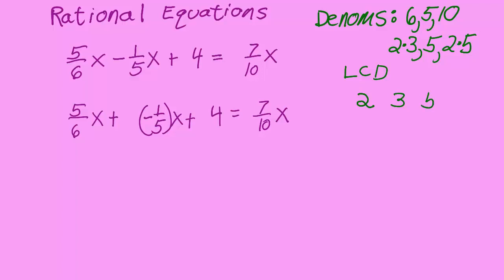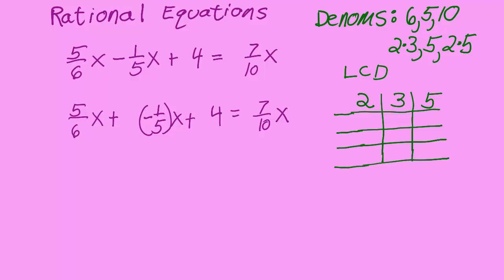So I'm going to make a table with 2 and 3 and 5 along the top. This is going to give me my own little spreadsheet. Now along the left, I'm going to write the denominators, 6, 5, and 10. And then I'm going to write their factors, 2 and 3 for 6, 5 for 5, and 2 and 5 for 10.